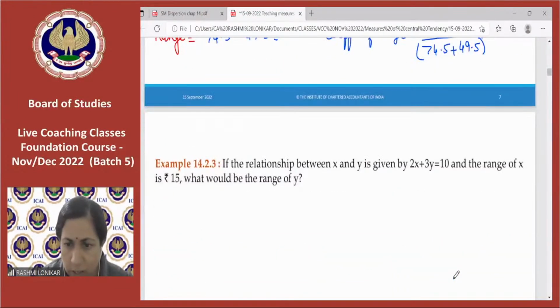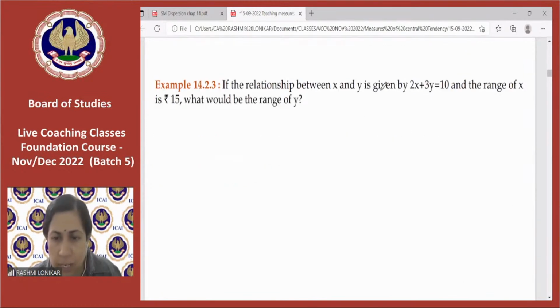Now, let us use the property. First we understood what is range. Range is largest minus smallest. Then we obtained the coefficient of range, which is the relative measure of dispersion. And now we are talking about the properties. If the relation between x and y is given by this and the range of x is this, what would be the range of y?